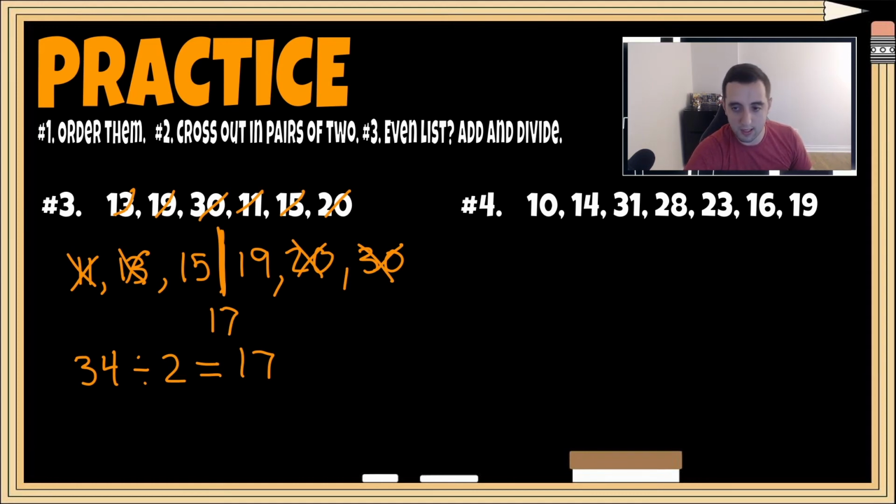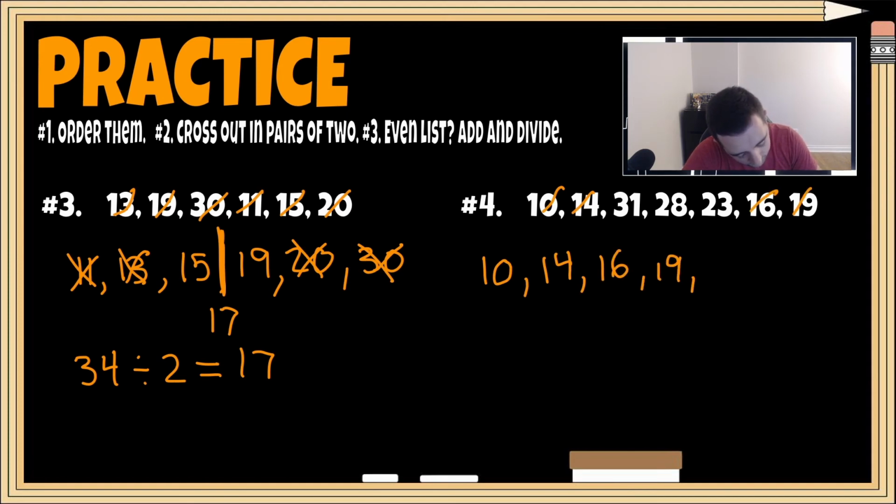And now let's try an odd list for number 4. Again, let's order from least to greatest. So we have 10 this time as our smallest. Then we got 14, 16. Then we have 19. We have 23, 28. And finally, we have 31.